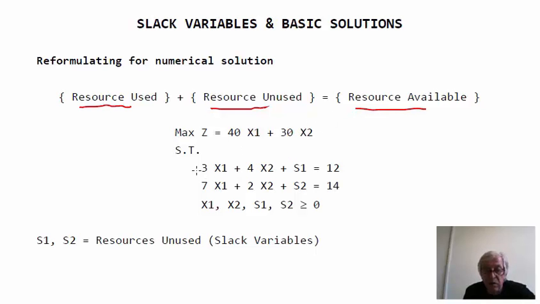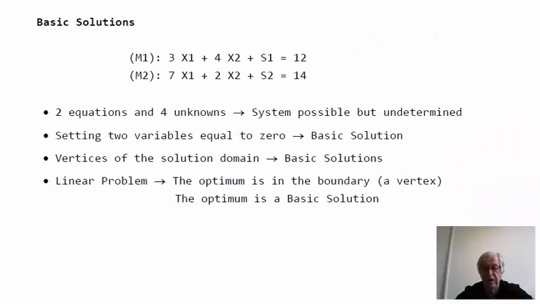In this case, we have here what we use. This is what we are not going to use, and this is what is available. So we can write the restriction this way, introducing two new variables. So these are the slack variables, and they represent the resources that we don't use.